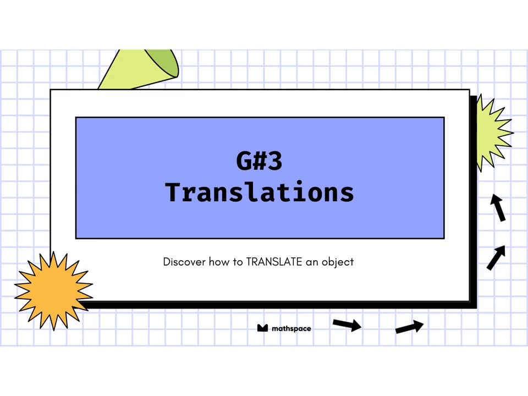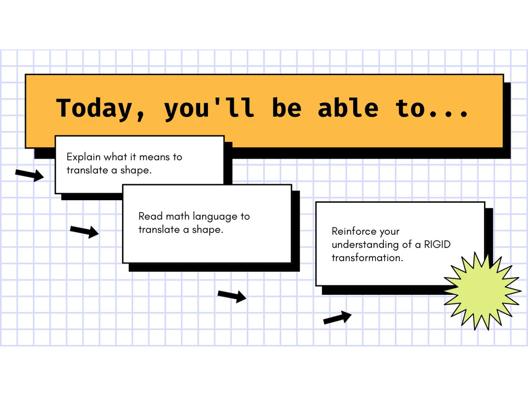Hello, welcome to geometry number 3, where we're going to learn about translations. In this video, you'll learn how to translate an object. So today, you will be able to explain what it means to translate a shape. You're going to be able to read the math language to translate a shape, and you'll reinforce your understanding of what we say is a rigid motion.